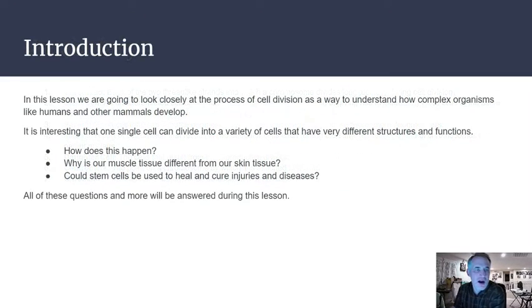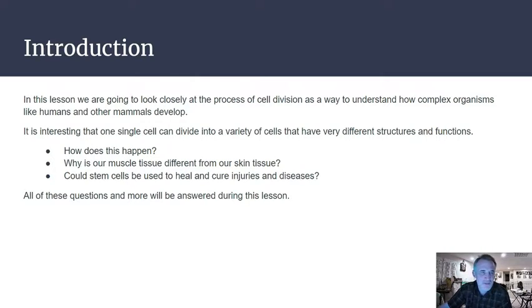All right. So as a quick introduction, in this lesson, we're going to look closely at the process of cell division as a way to understand how complex organisms like humans and other mammals develop. It's interesting that one single cell can divide into a variety of cells, and that each of these cells have different structures and functions and shapes and so on. And we kind of saw some of that last week as well.